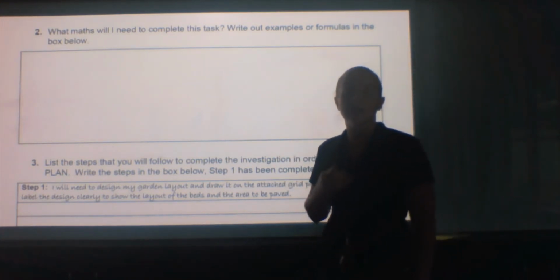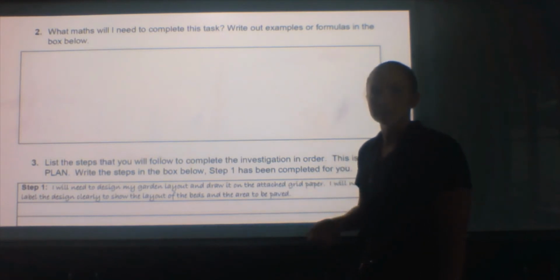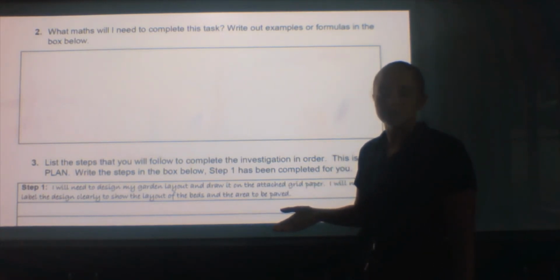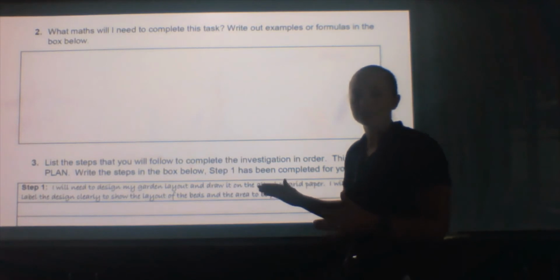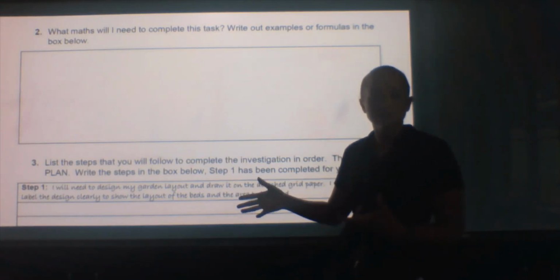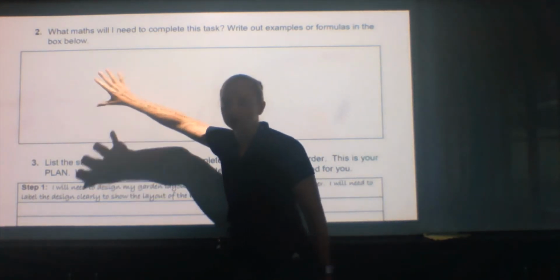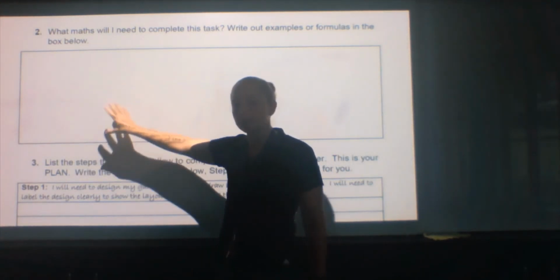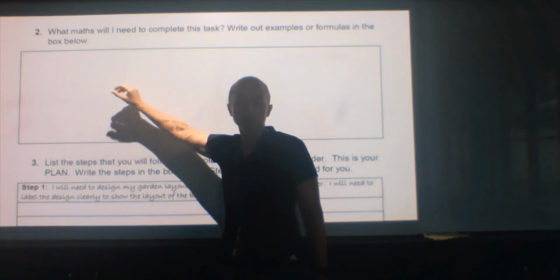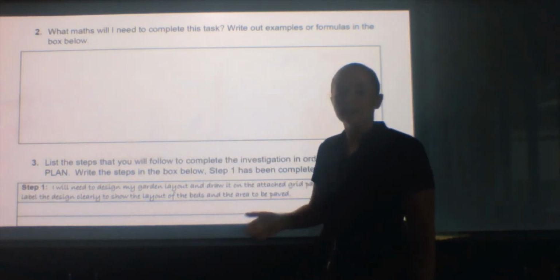Let's think about our garden edging. So it's asking you to use 100 metres of garden edging, so it wants you to be able to calculate the total distance around the outside of your shape. What maths do we need for that? And I want you to put that here. You can put examples of formulas, you can put a definition, what type of maths.